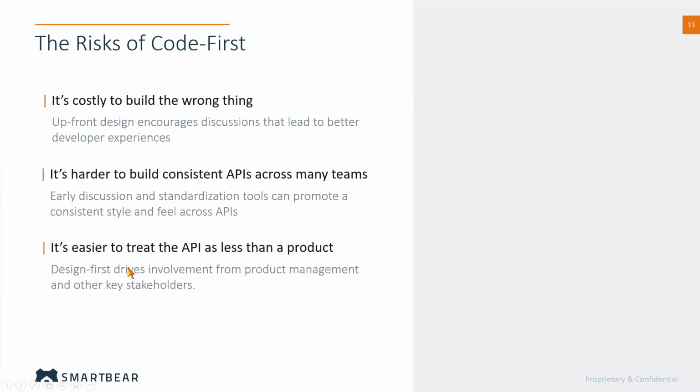It's easier to treat the API as less than a product. So what does that mean? Design-first drives involvement from product management and other key stakeholders. If we go with the code-first approach, they'll usually join after the fact, after the API was already created.